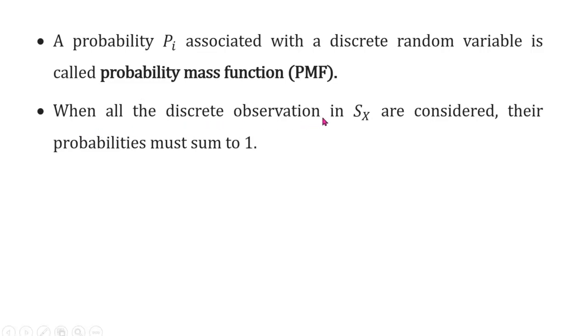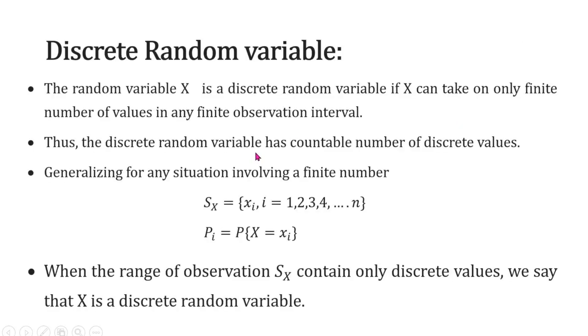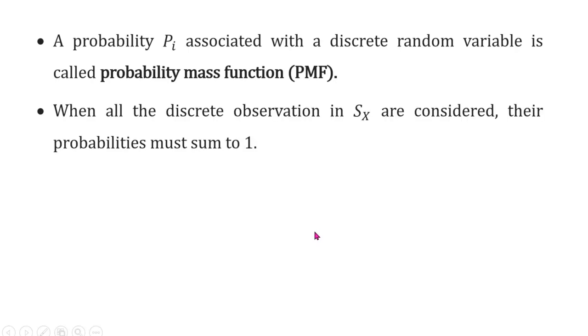When all the discrete observations in Sx are considered, their probabilities must sum to 1. In this case, P1, P2, P3, P4 and so on till Pn. If we add all these probabilities, that should be equal to 1. So for i varying from 1 to n, the sum should equal 1. That is the property of a probability mass function.